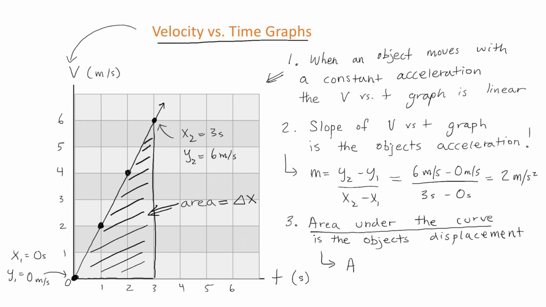We know that the area of a triangle is base times height divided by 2. Our base is 3 seconds, and our height is 6 meters per second. When we do the math, we find that the area under the curve is equal to 9 meters. And that 9 meters represents the object's change in position as it was moving. These 3 points are the most important things you need to know about a velocity versus time graph.